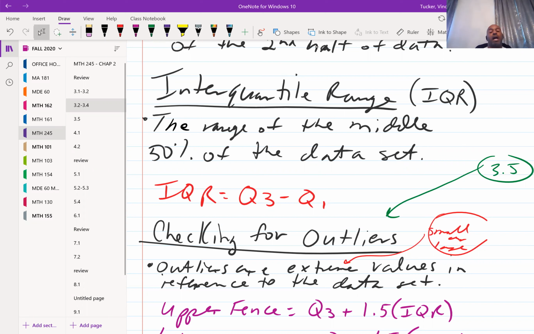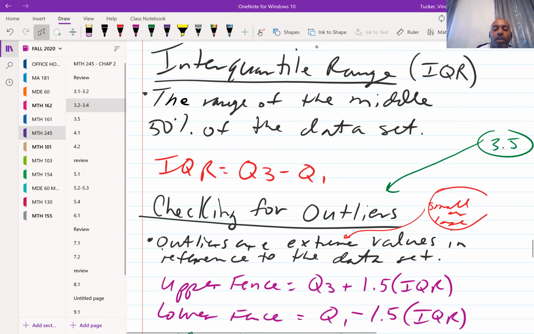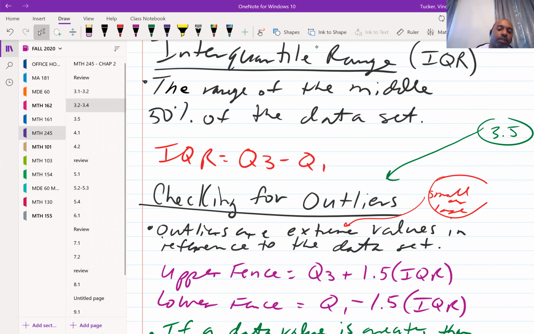So this is going to allow us to create a number that if it's larger than this number or smaller than this number, it is an outlier, versus trying to eyeball it and say, hey, that number looks very large or very small. We have upper fences and lower fences. You take Q3 plus 1.5 times IQR. 1.5 is just a part of the formula. So Q3 plus 1.5 times your IQR will be your upper fence. Q1 minus 1.5 times your IQR will be your lower fence.